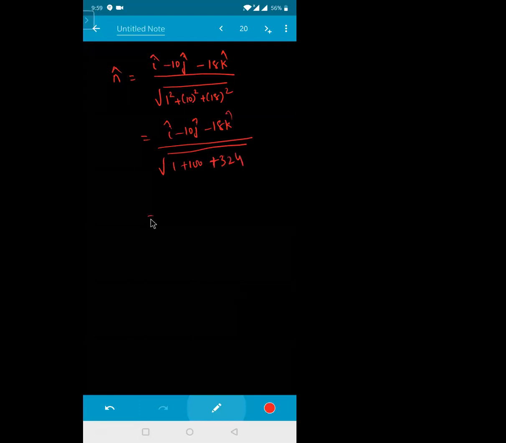So 324 plus 100 is 424, plus 1 is 425. So this one is i cap minus 10 j cap minus 18 k cap divided by the square root of 425. If I take 225 it would be 5.